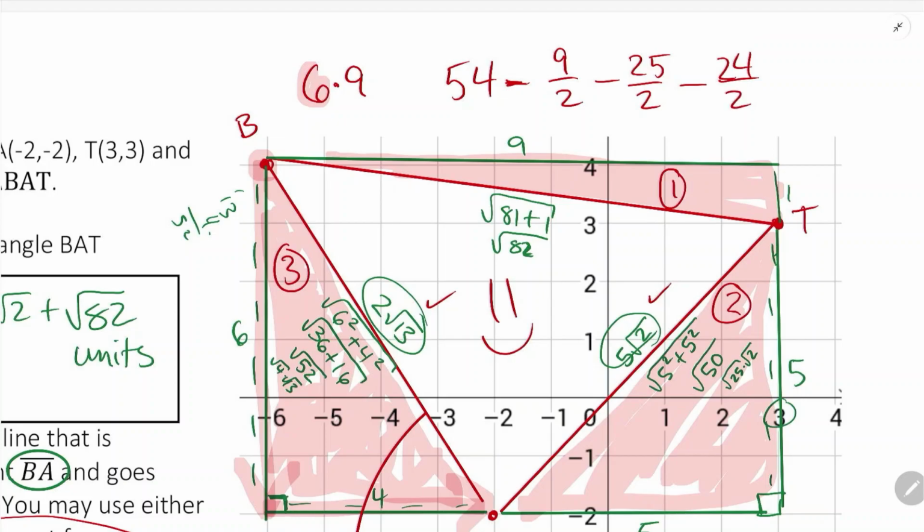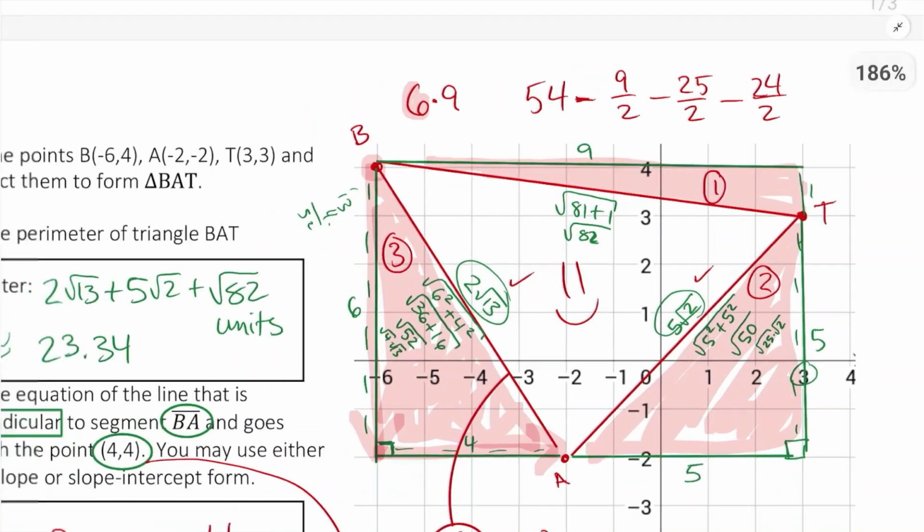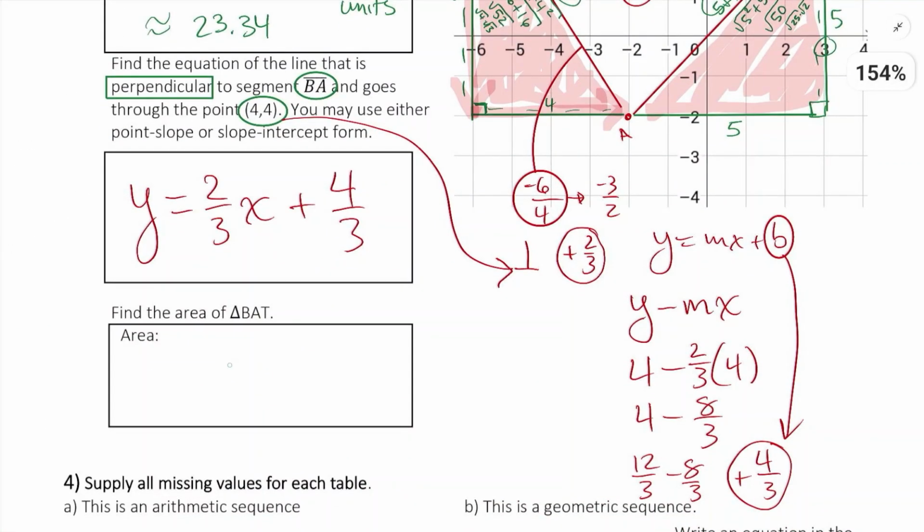So I would just use your calculator at this point. You've got 54 minus 9/2 minus 25/2 minus 12. And you should get on your calculator that the area of the remaining triangle here is 25 units, and they are square units. So that's it for question number 3.